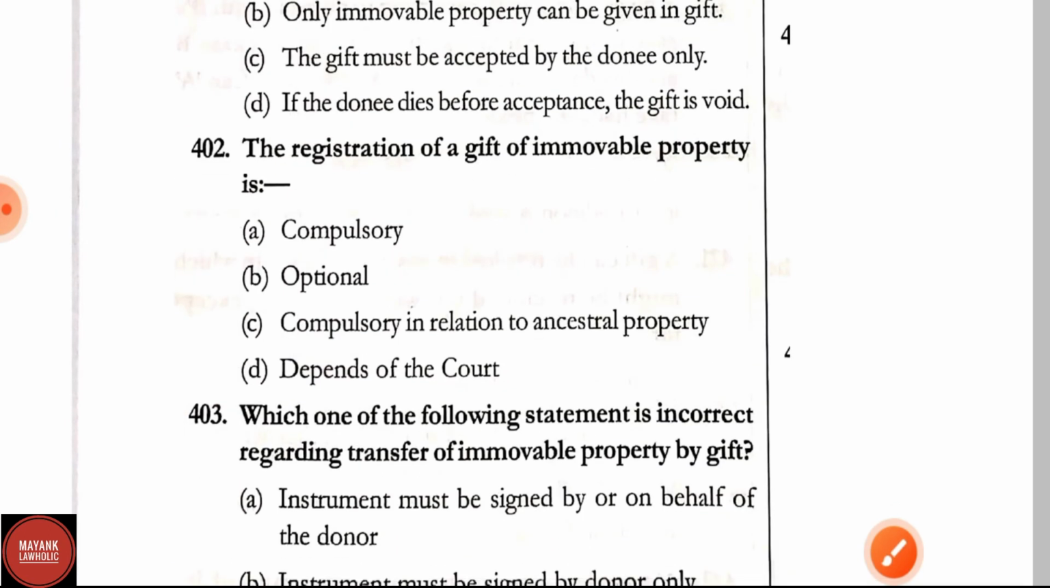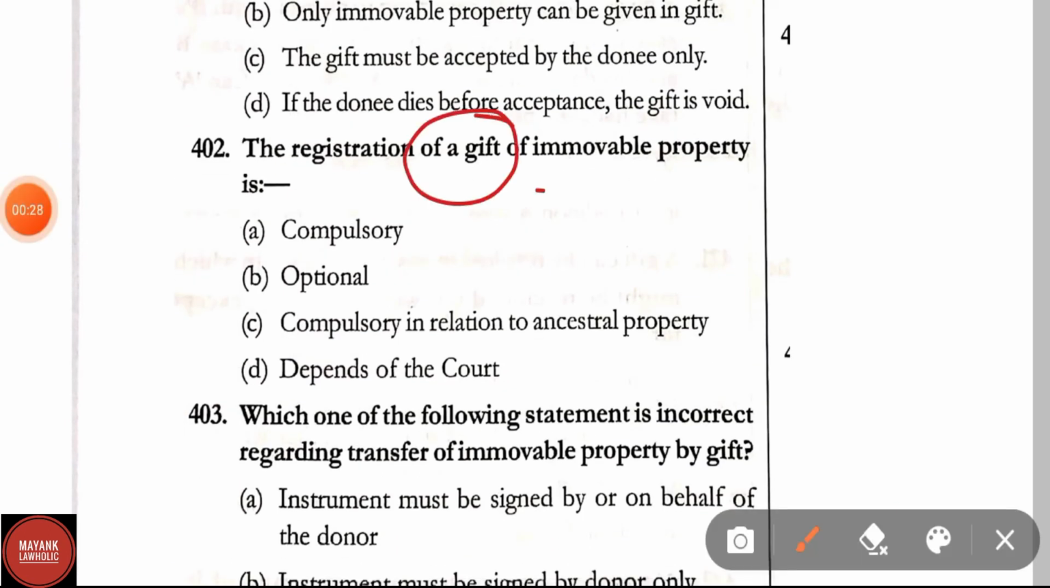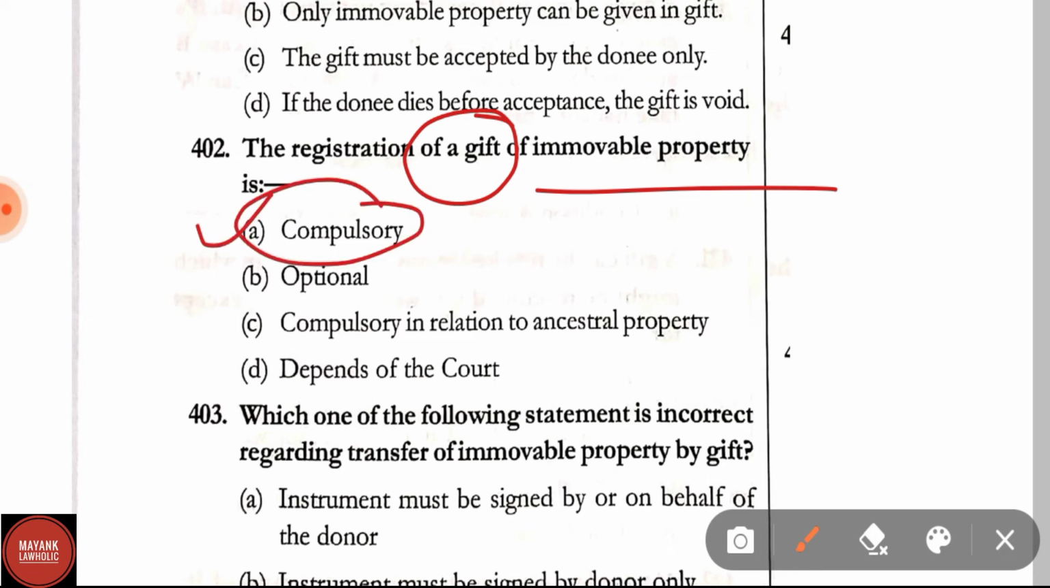Question number 402. The registration of a gift of immovable property is compulsory, optional, compulsory in relation to ancestral property, depends on the court. Correct answer is option A, that is compulsory.